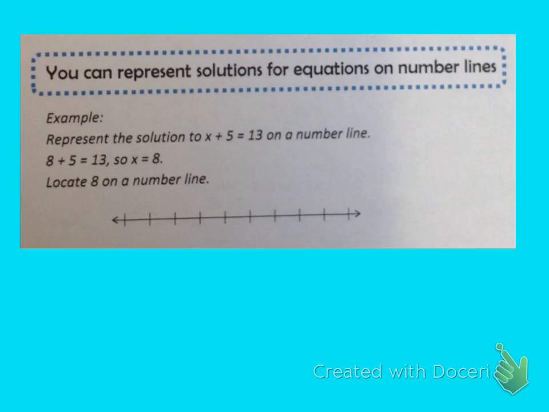Now, we're given a blank number line, so we just need to use numbers that make sense. Why don't we just go ahead and label the numbers? Perfect. So we've labeled each little tick mark, and what we can do is place a dot on the 8. And we have represented the solution to the equation on a number line. Ta-da!